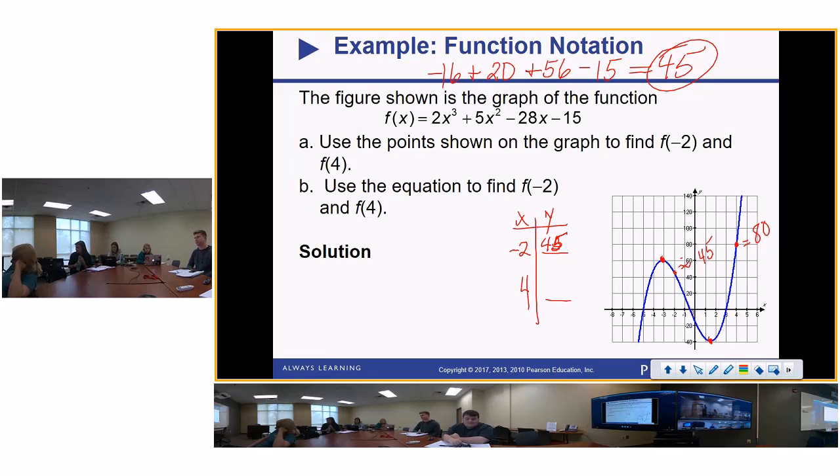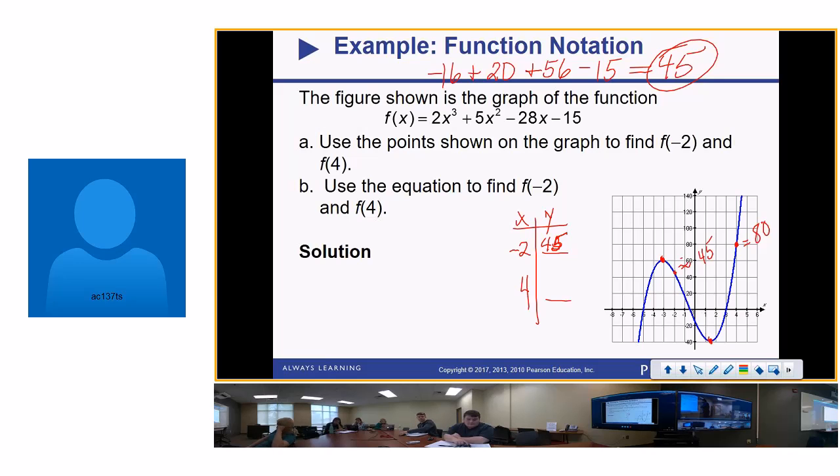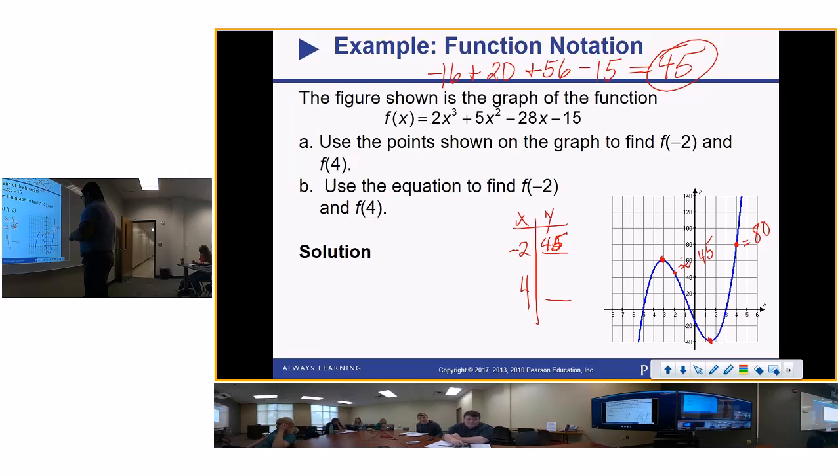I got 81. Yeah, I plugged it in, 81. Y'all got 81? Wow. That graph was a little bit misleading.